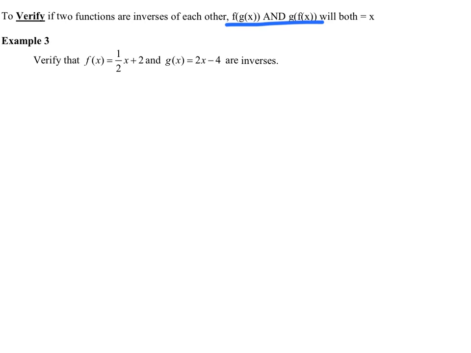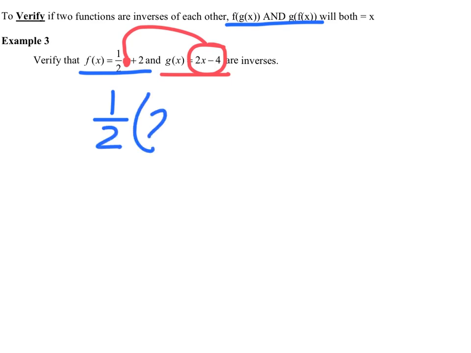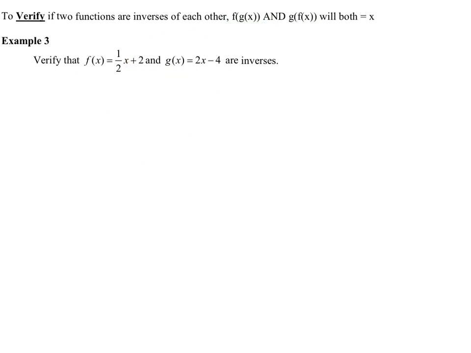I want you to take f of g of x. So this will be our f of x, and this will be our g of x. That means we're going to take 2x minus 4 and put it in place of this x. So I'm going to have 1/2, and then instead of x, I'm going to have 2x minus 4, and then I still have my plus 2. So half of 2x would be x. 1/2 of minus 4 would be minus 2, and then I have a plus 2 out here. And x minus 2 plus 2 equals x. So that equals x. However, you have to do both.